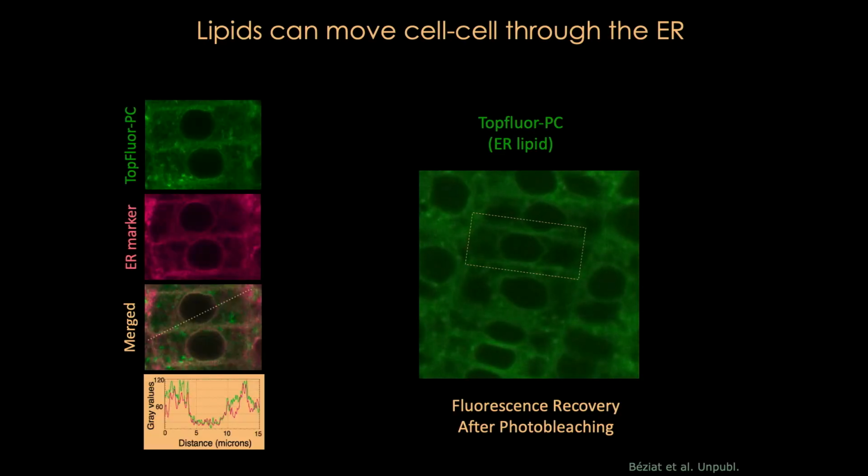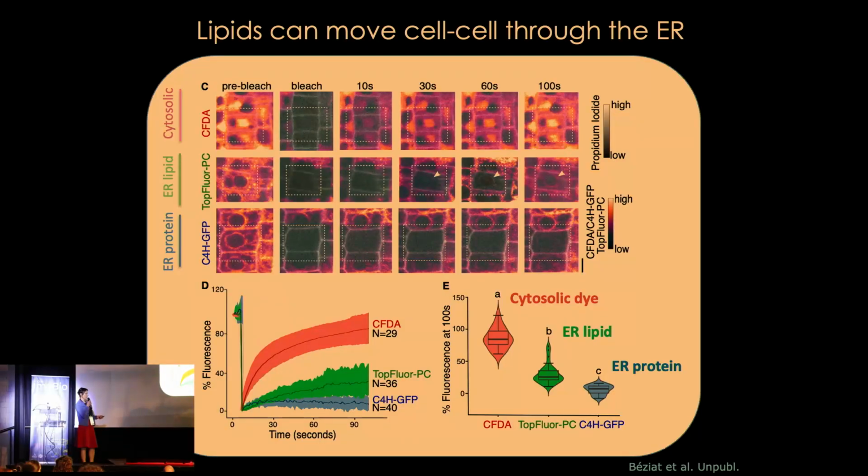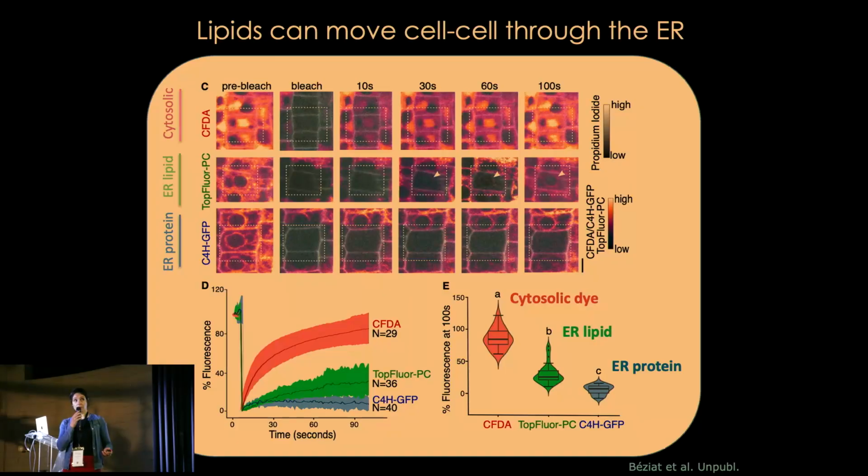I'm not showing you this data. And it actually moves slower than a cytosolic dye, which makes sense, right? Because here you are within the plane of a membrane and not in the cytosol, so you expect the movement to be slightly slower, but faster than ER-anchored protein, which at this time scale does not move cell to cell.